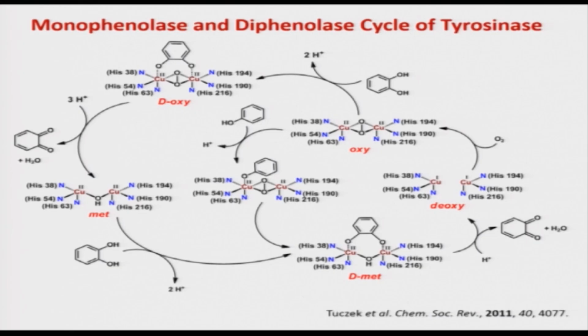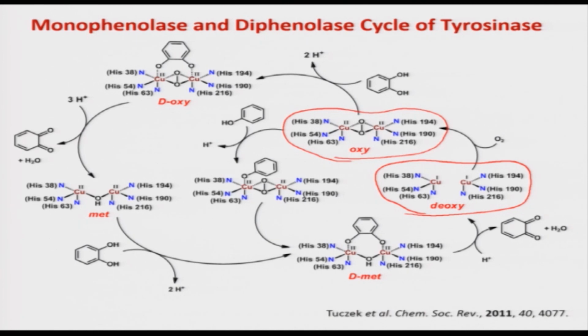So, let us see how it works. This is the deoxy form of tyrosinase. As you can see, the two copper units are in the copper 1 state, and when dioxygen comes and binds, it becomes the oxyform. So, copper 1 becomes copper 2, getting oxidized, while dioxygen gets reduced to the O2 2 minus peroxoform in oxytyrosinase.